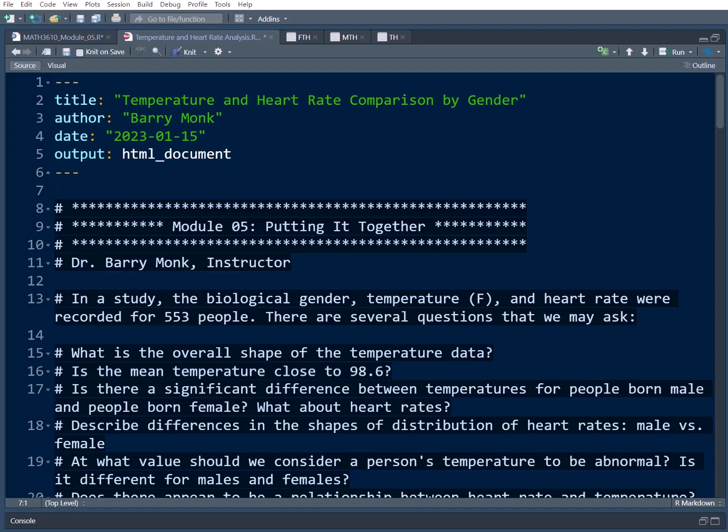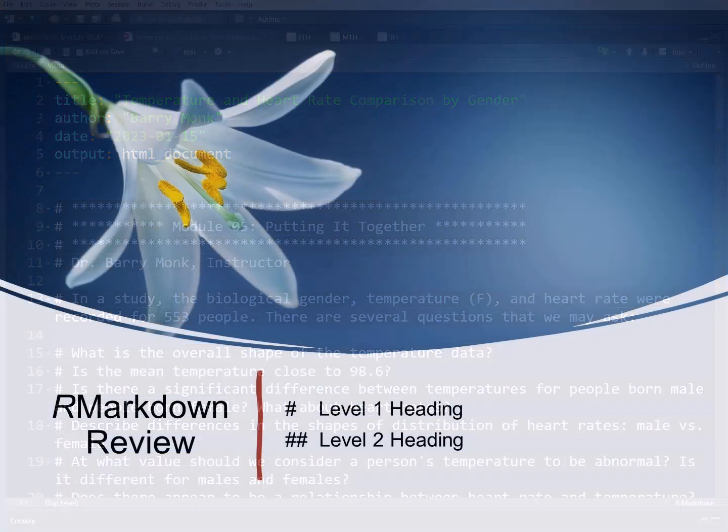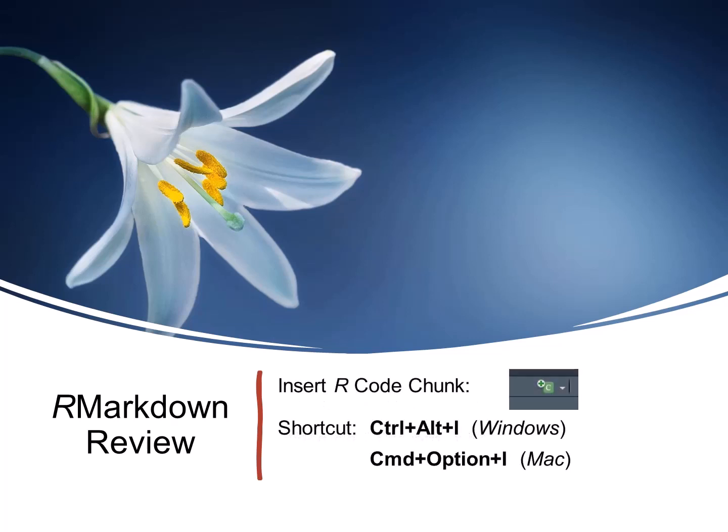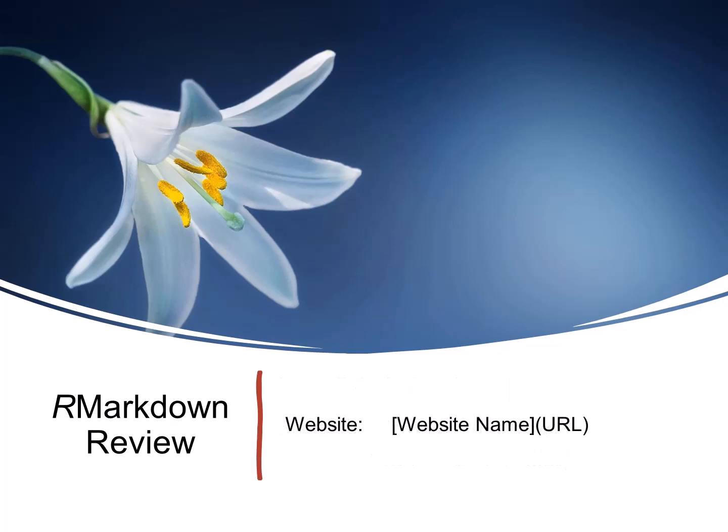Now, we talked about R Markdown in an earlier module, but as a quick review, a single hashtag will result in a level 1 heading, and a double hashtag will result in a level 2 heading. Asterisks around a comment will italicize it, and double asterisks will bold it. To enter an R code chunk, click on the Enter Code icon. A shortcut for doing that is to press Ctrl, Alt, and I. Also, to enter a website, put the name of the website in brackets, followed by the URL in parentheses.